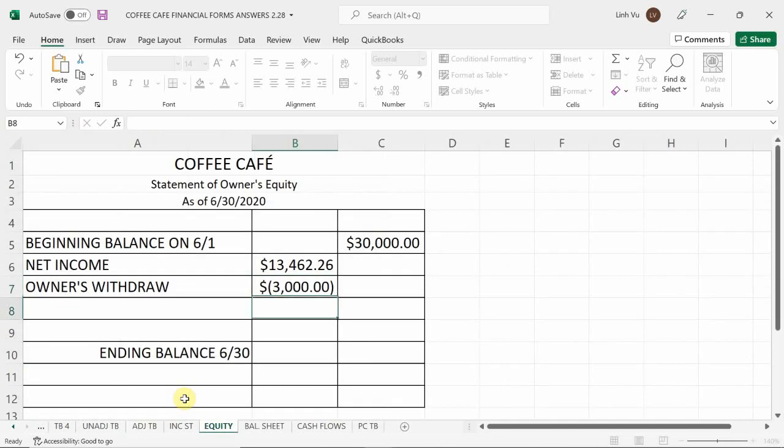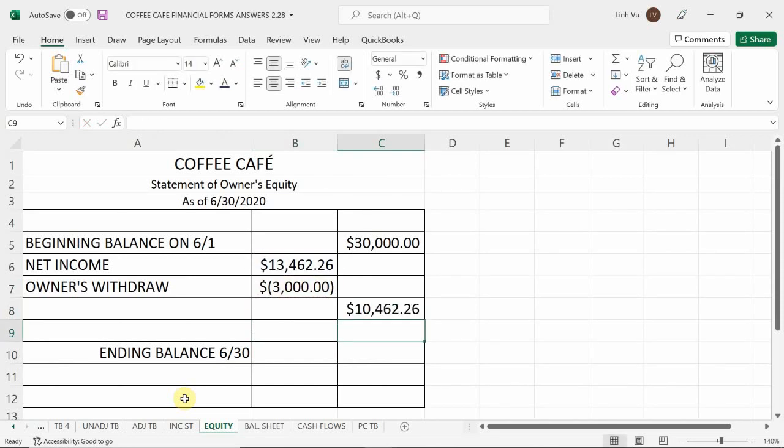So in this case, you took $3,000 out from your company. So that means you need to adjust your equity, right? So this is a calculation right here. You need to adjust your equity by $10,000, right? Because again, you're doing your calculation here, right?